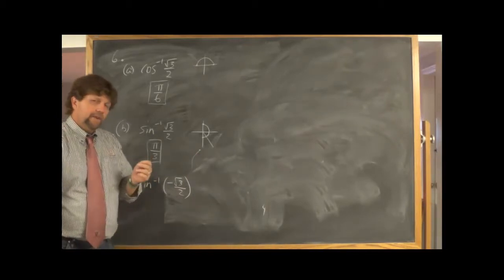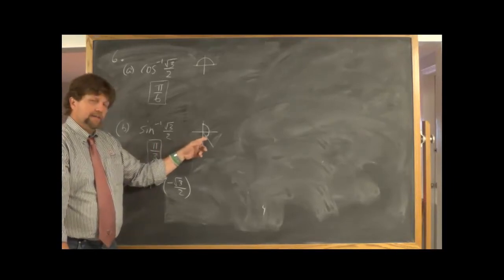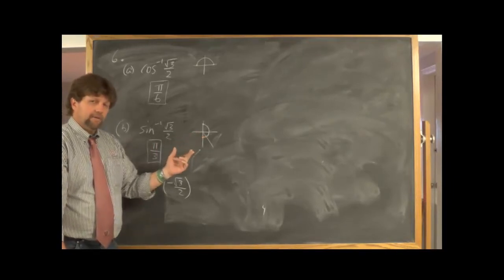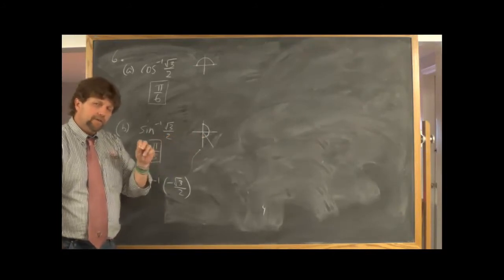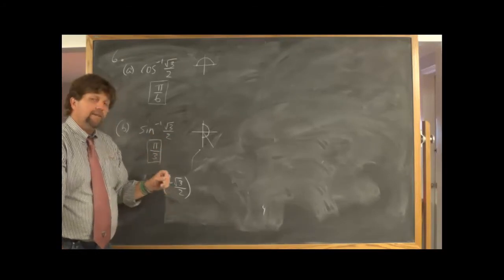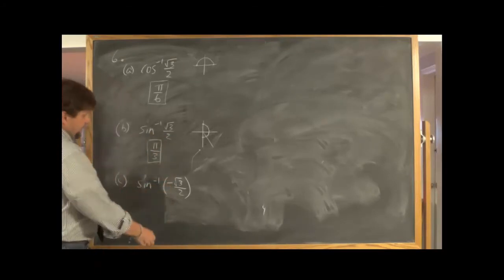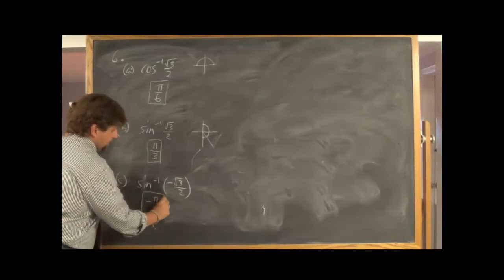This is the one area where the inverse trig functions could get just a little tricky. If you're thinking, oh, I know what that angle is, it's 5 pi over 3, you found the correct location, but you don't have the correct answer. The correct answer here is not 5 pi over 3. It is negative pi over 3.